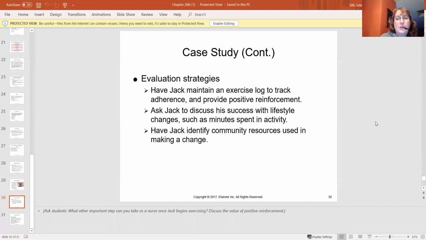All right, so that was chapter 6. So let's see if we can go to chapter 7.